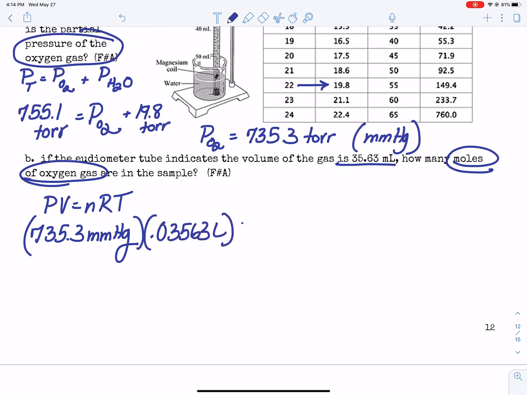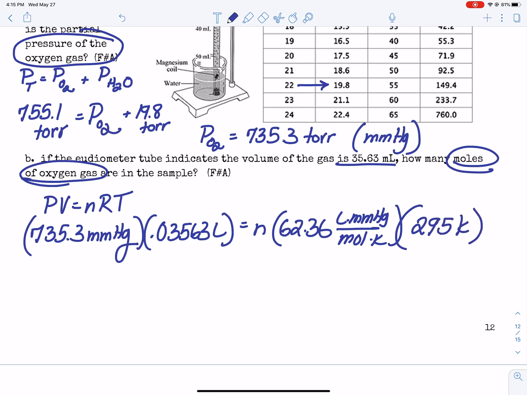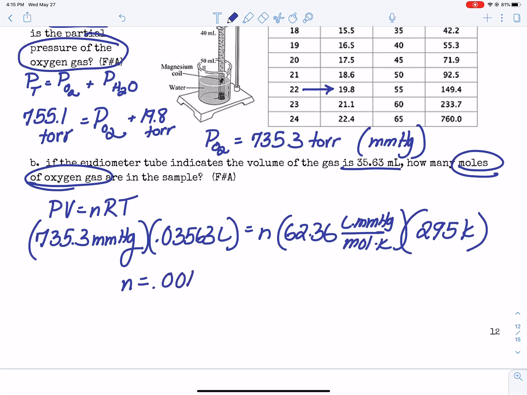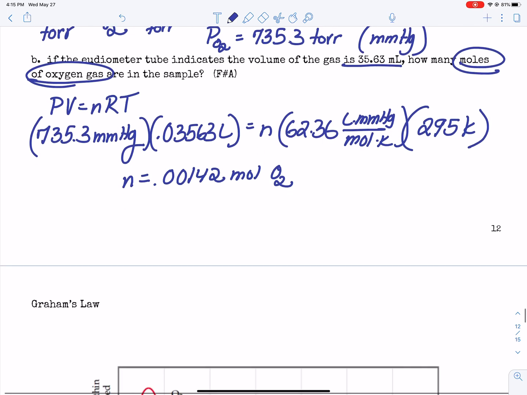So 0.03563 liters. n would be the number of moles. The R is 62.36 liters times millimeters of mercury over moles times Kelvin. And the temperature would be 22 plus 273, or 295 Kelvin. And doing your division there, you would get 0.00142 moles of oxygen gas. Then we would do some stoichiometry, we would do all sorts of fun stuff with this in a lab.